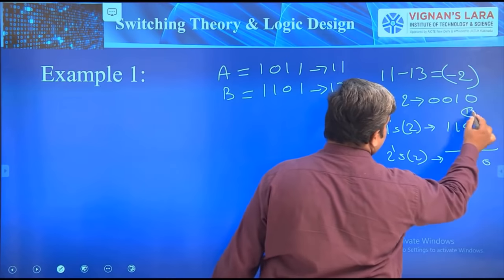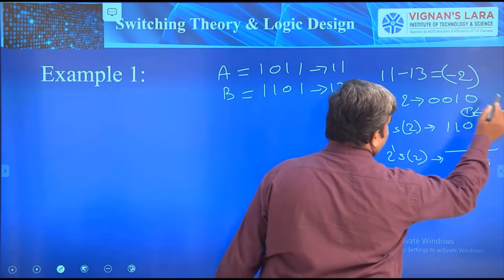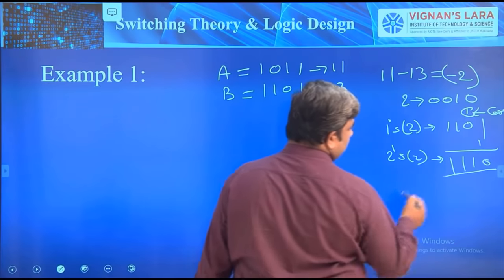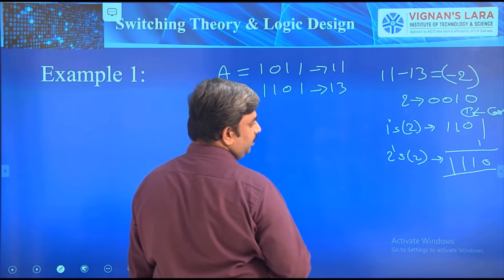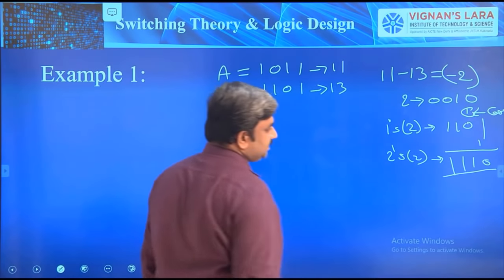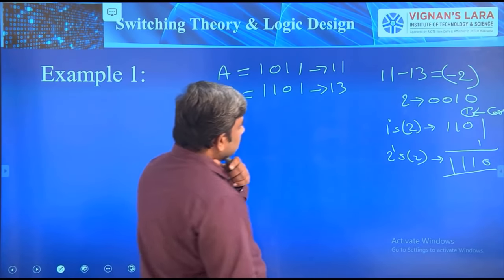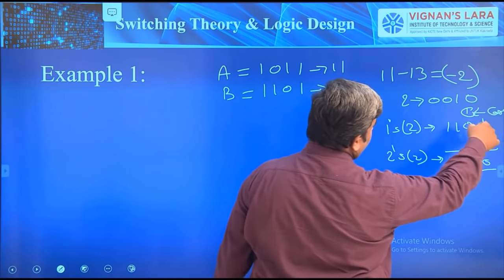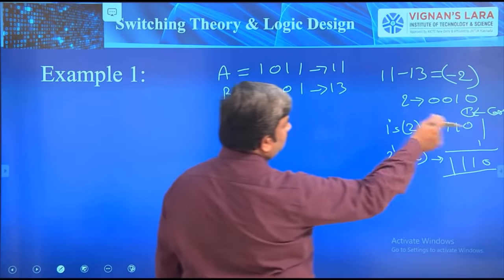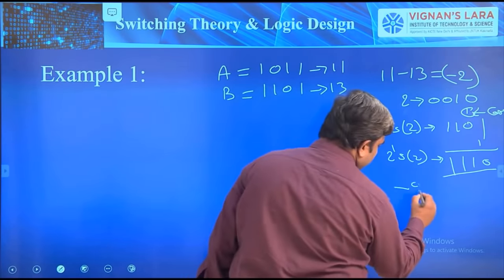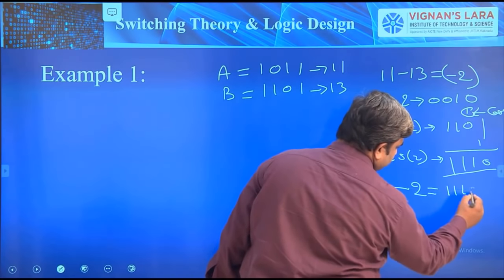Here we get a carry, remember, this is carry, and here 1 and here 1. So this is the answer, 1, 1, 1, 0. So this is minus 2. After adding this one, we get 1, 1, 1, 0. So finally, minus 2 is equal to 1, 1, 1, 0.